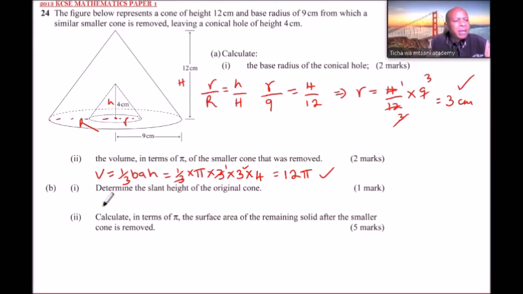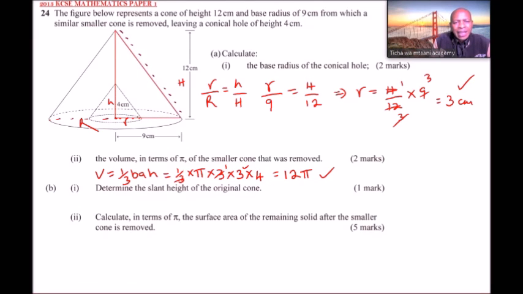Then part B, we are to determine the slant height of the original cone. The slant height of the original cone, that is the slanting side, is actually this side here, which we can form if we draw a line here coming to the center, and another one here, and then we have this one.